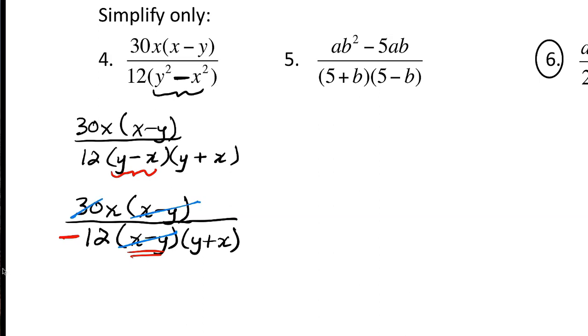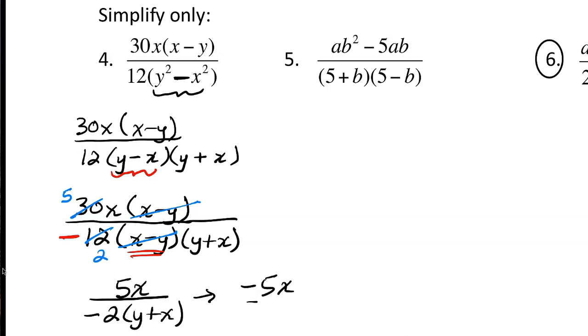30 and 12, I think that would be a 5 and a 2. So then it looks like our answer would be 5x over negative 2y plus x. And we put the negative in the top, so that would be negative 5x over y plus x. And that would be our simplified answer.